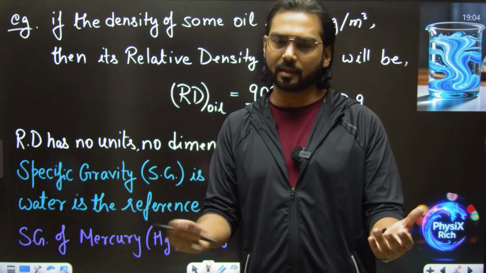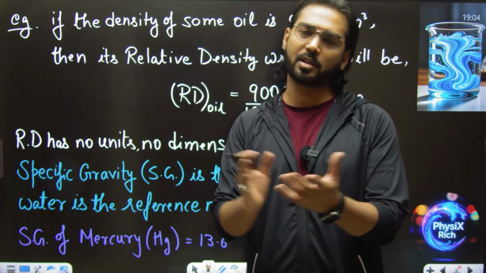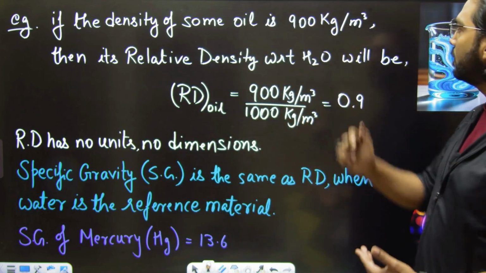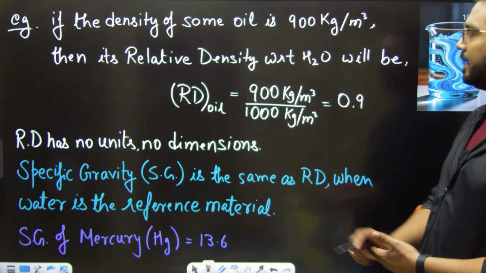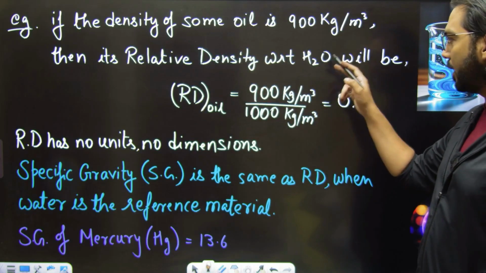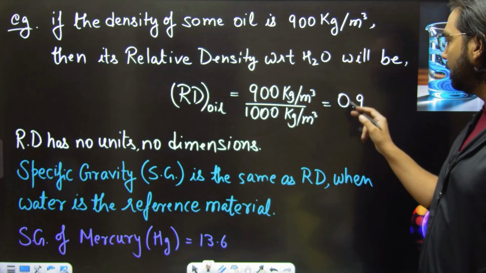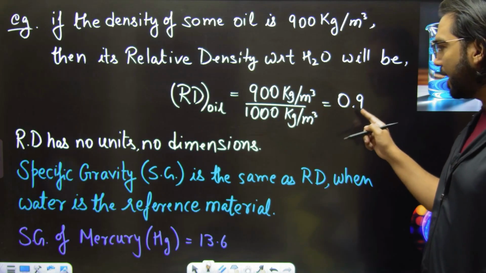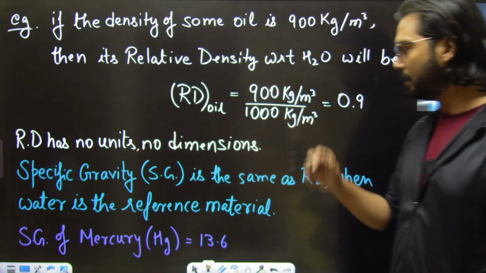We're assuming that this is some oil. We don't know what this is exactly. We're just assuming that some oil has a density of 900 kg per meter cube. Its relative density with respect to water, H2O means water, would be simply 0.9. Please mind that I have not used any units or dimensions.